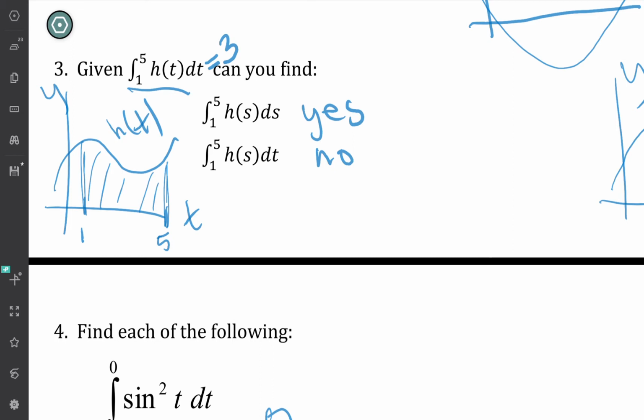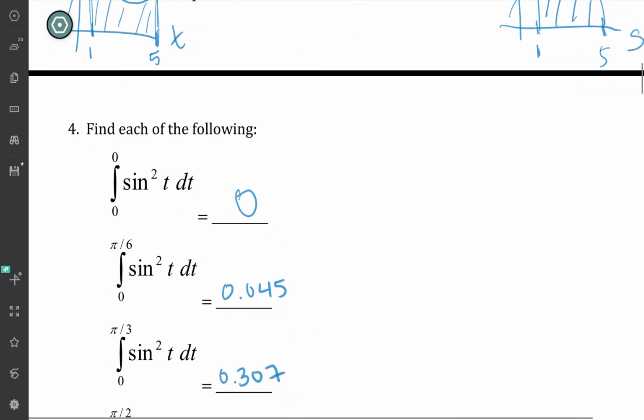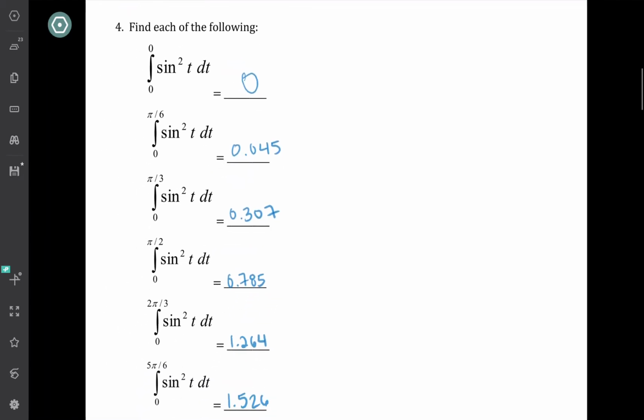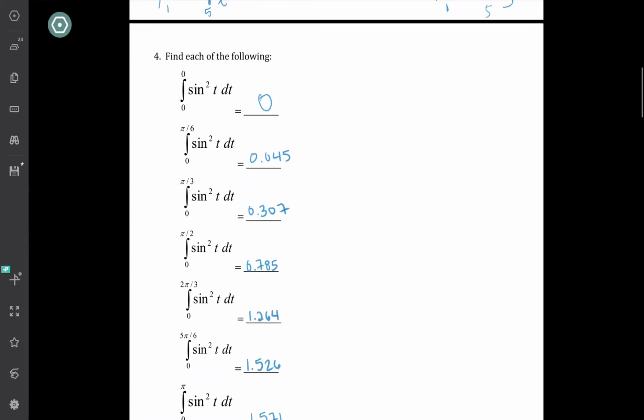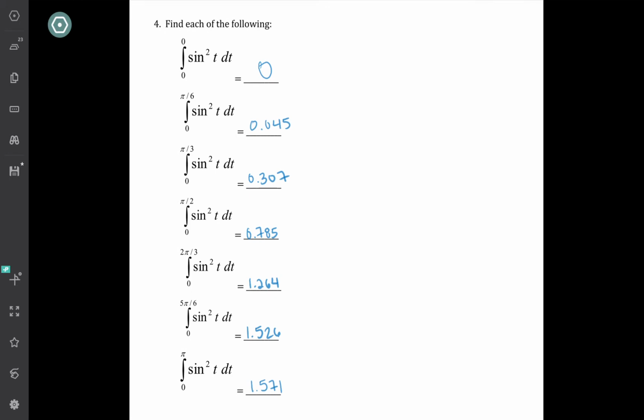So as usual, if you want to pause and work through as much of this as you can, that's great. I know it's not super exciting, but crunching through a couple of these integrals would just make it really click what we're actually doing here. So we have on this first page some integrals to crunch through. And basically what I'm doing is each one I'm integrating sine squared t.